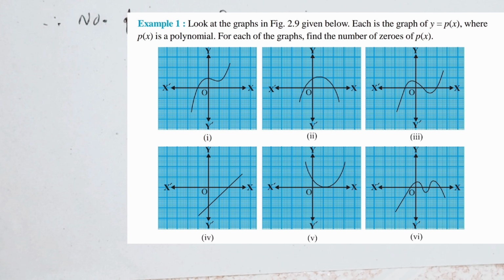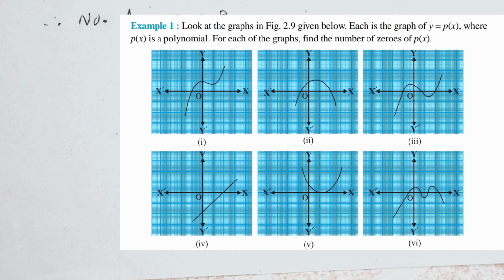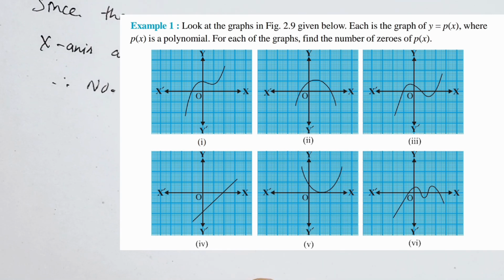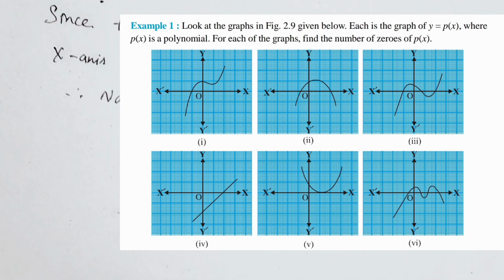In the sixth picture, the graph intersects the x-axis at 4 points. So 1, 2, 3, 4. Therefore the number of zeros is 4. In this way you may write down the answer.